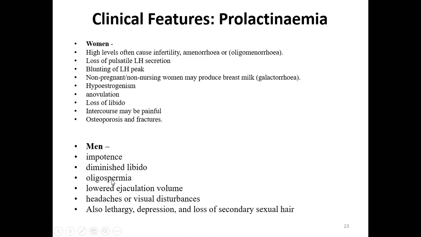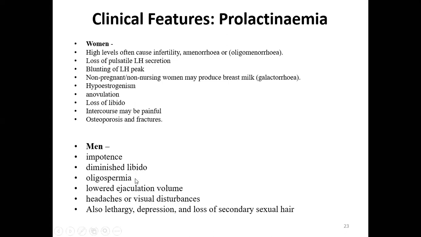If you know the functions of testosterone in males, it gives them libido. If you have prolactinemia, LH is inhibited. You can't produce enough testosterone. You have diminished libido. Follicle stimulating hormone is also inhibited. So spermatogenesis is not complete. So you have oligospermia. The headaches and the visual disturbances are as a result of the tumor in the anterior pituitary gland, which is causing compression of the optic chiasm.